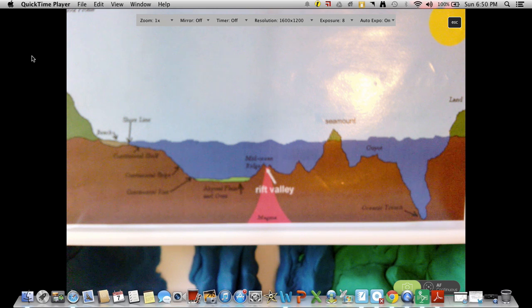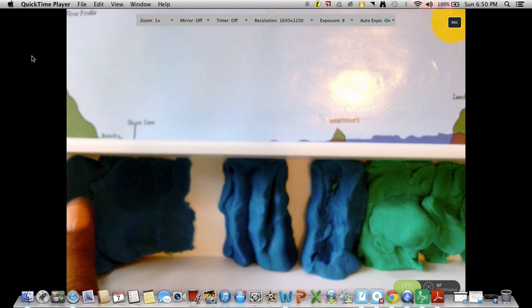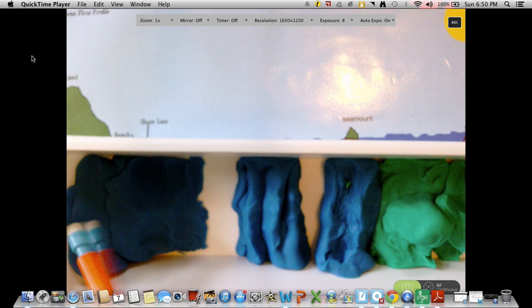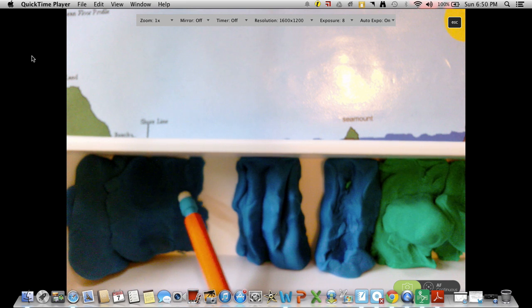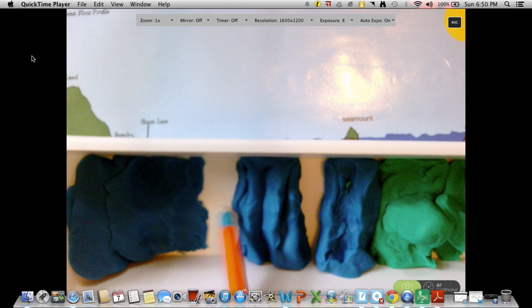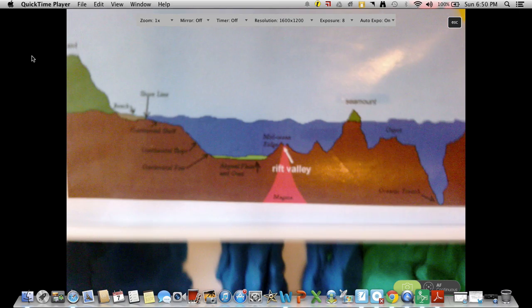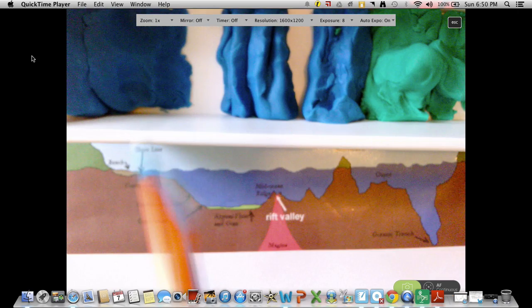Okay, so I've used the clay dough to create my ocean floor. So here I have the continental shelf going down to the continental slope. Over here is the continental rise. I left this blank because that's the abyssal plain, and that's the flat ocean floor. So if we're looking at the picture and the clay model, we can see it as such.